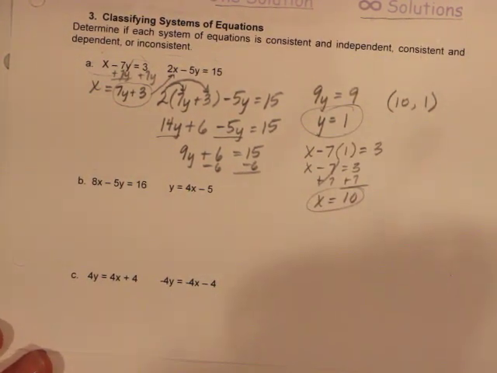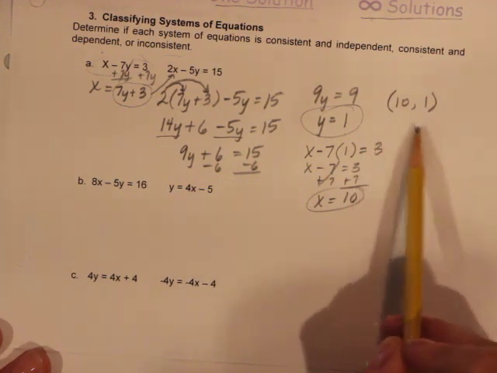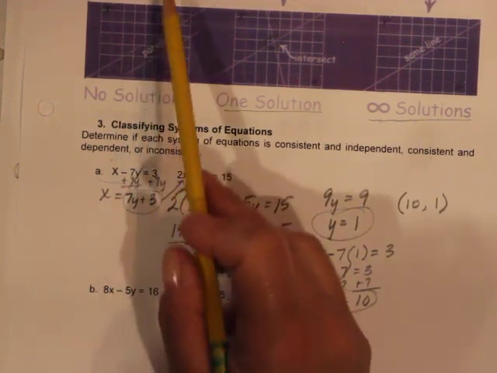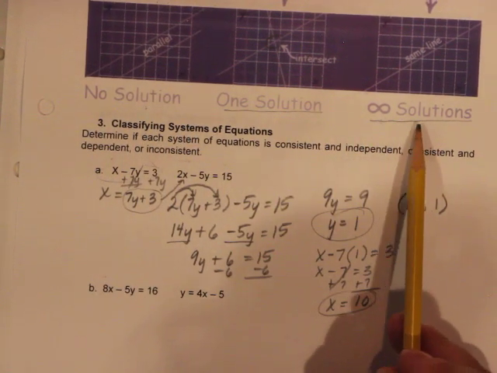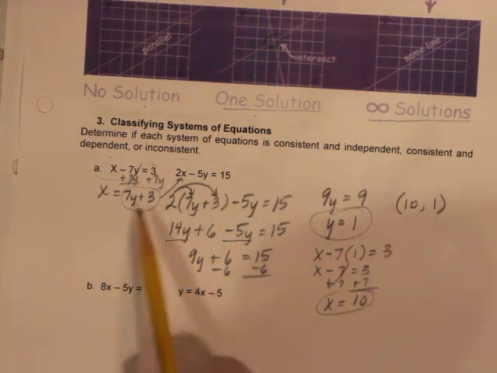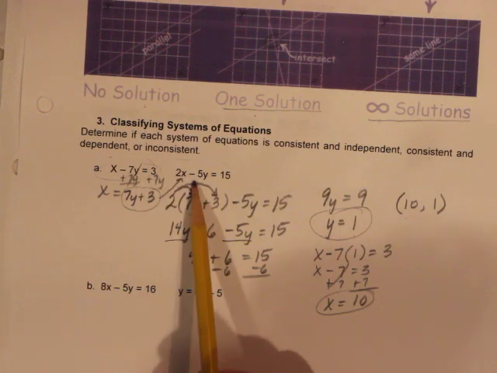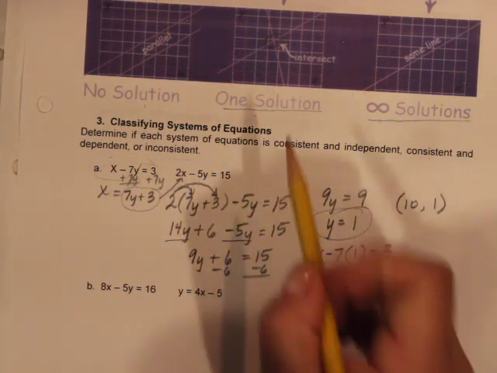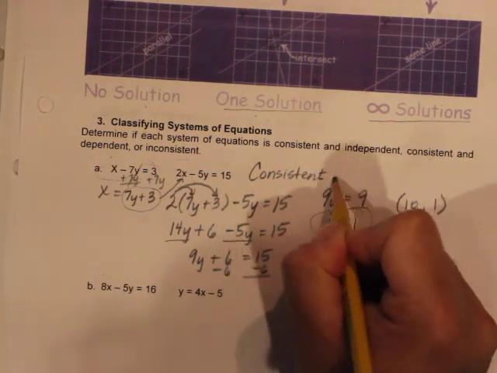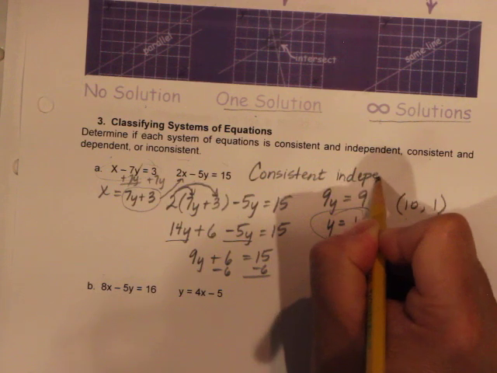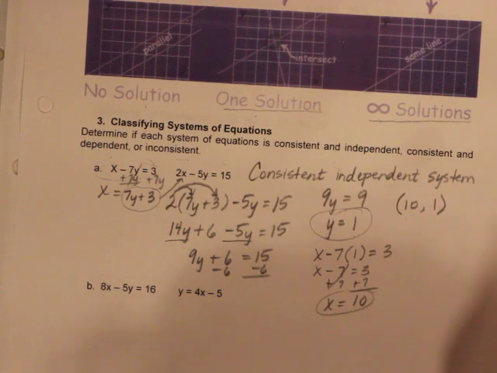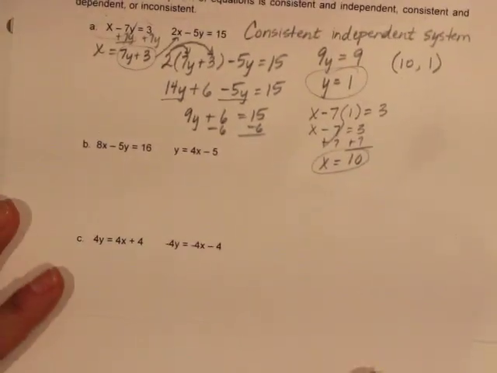How many solutions did I just come up with? Okay, I did come up with a solution, so I know it's not the inconsistent one. I didn't come up with infinite solutions. I came up with a single solution where x equals 10 and y equals 1. These two equations are satisfied, which means this is a consistent, independent system. Okay? All right.